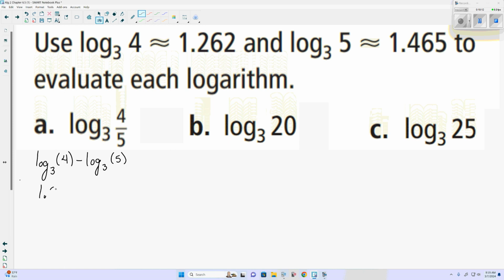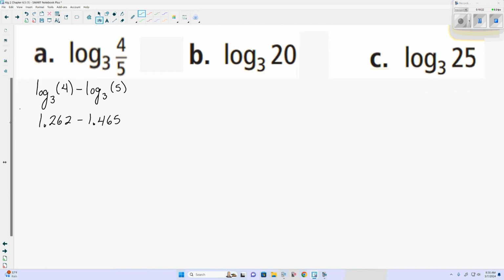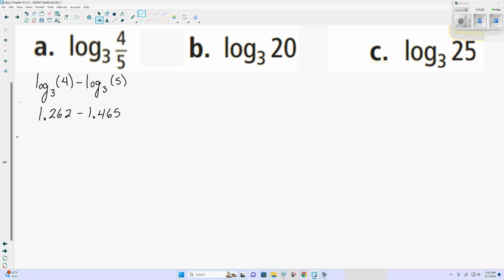Well, log base 3 of 4 is 1.262 minus 1.465. At this point here, we would subtract, giving us negative 0.216. And that's it. Questions on this here? We're good. We'll get there.